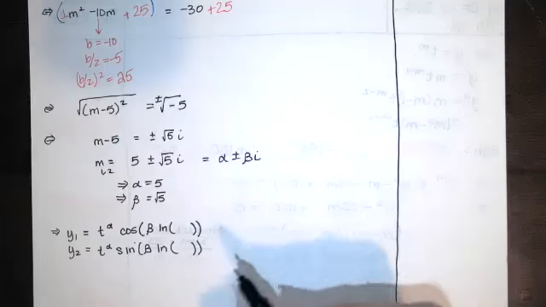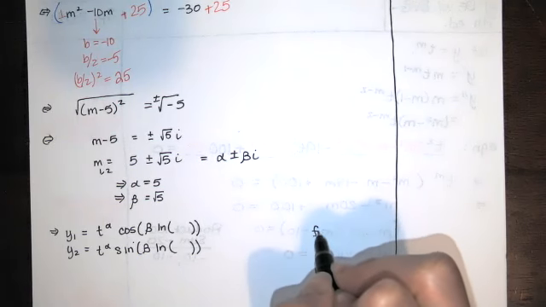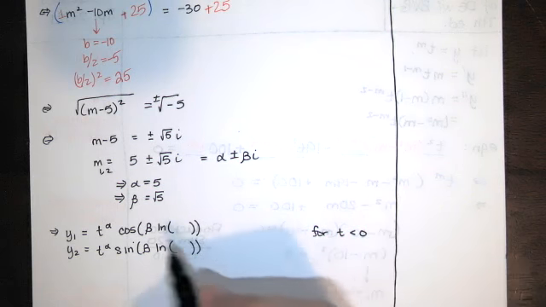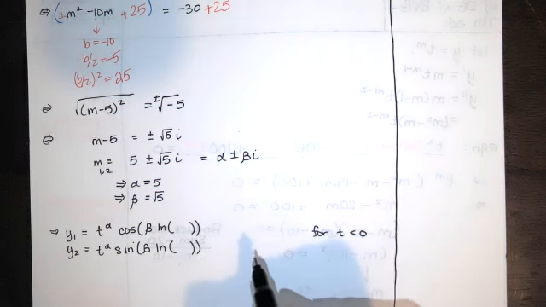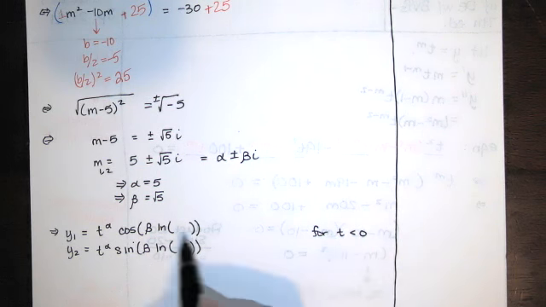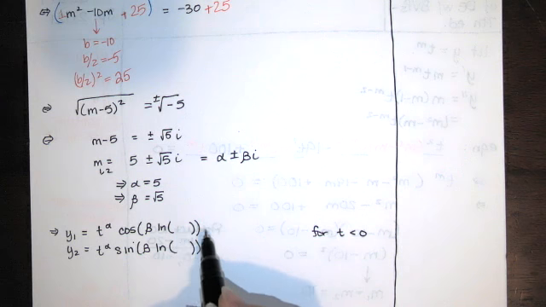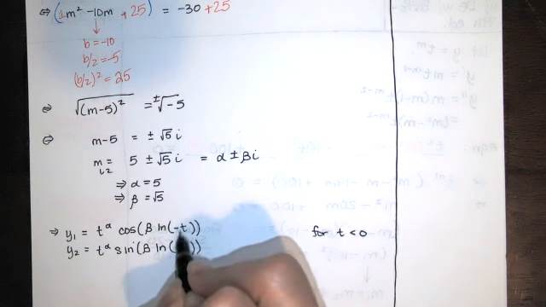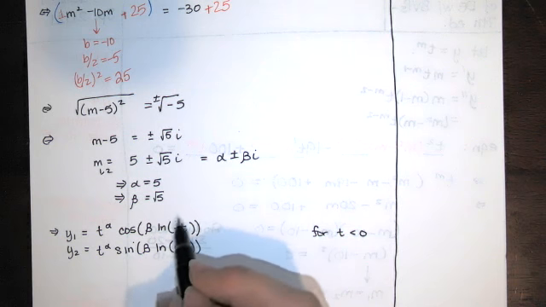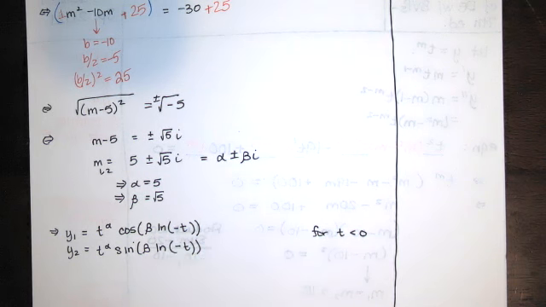But I want you to remember what they said at the beginning. They said for t less than 0. That means we can't have a natural log of t here. If t is less than 0, that means t is a negative number. In order to put a positive number inside the logarithm, I need to take this t and multiply it by a negative 1. So this is going to be a negative t here and here whenever our t is less than 0, because a negative times a negative will be a positive, and you can take the logarithm of that positive number.